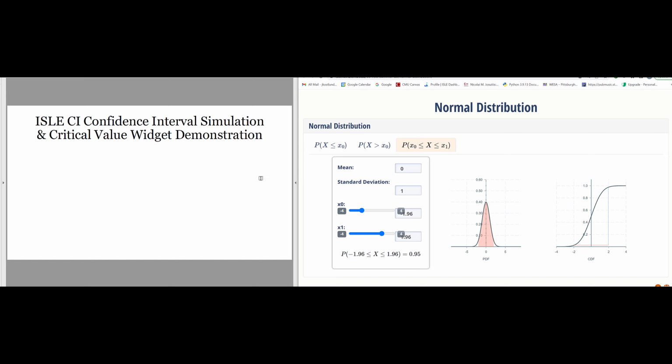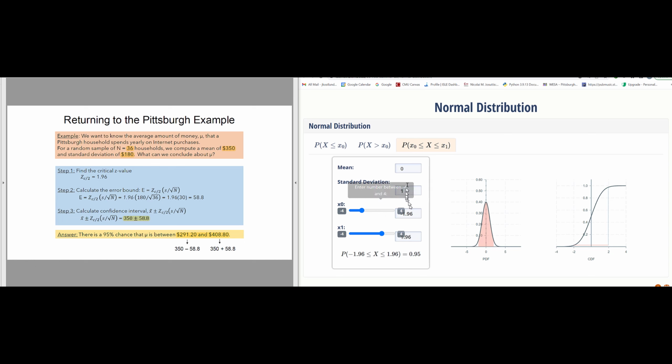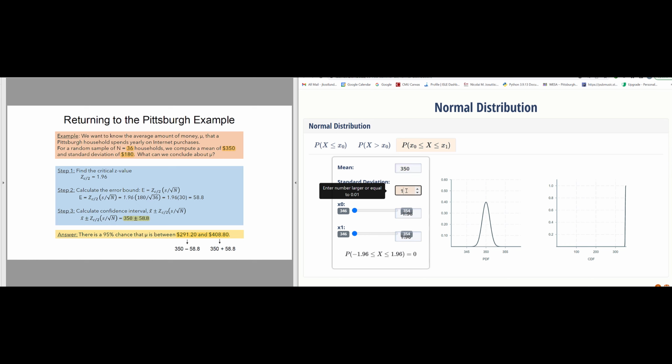Then we will go to our normal distribution and figure out that if we have a mean of, well, let me go back and check what that was. Okay, so the mean was $350. The standard deviation from our sample is $180, but it's divided by the square root of n. So $180 divided by the square root of 36, $180 divided by 6, is going to be $30.